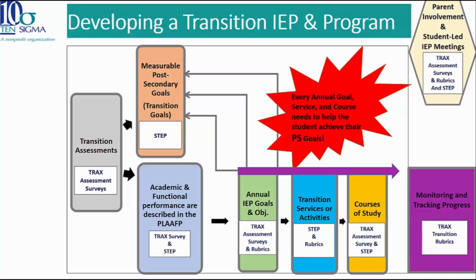For parent involvement and student-led IEPs, you would use all 3 of 10 Sigma's tools. The TRACS assessment surveys and the rubrics are used to get the whole IEP team involved and everyone understanding exactly what piece of that skill or pieces of that skill the student needs to improve on. And then the STEP program, like I mentioned before, gets the student involved in learning about their options, involving their parents before the IEP meeting, presenting at the IEP meeting, and then tracking and reporting their progress between IEP meetings.